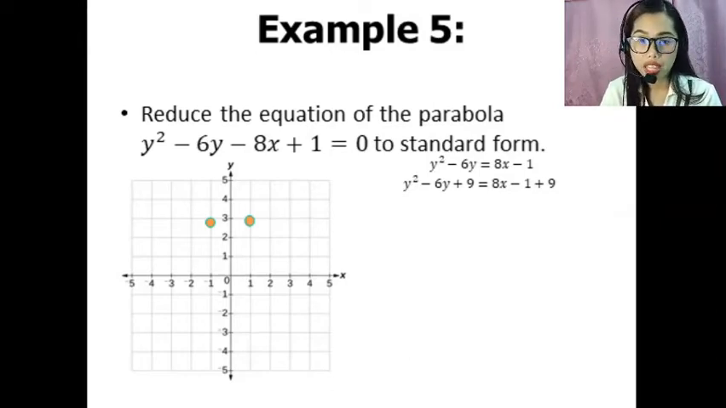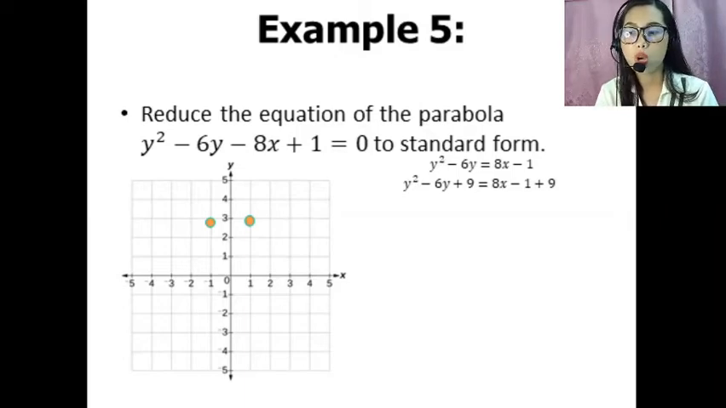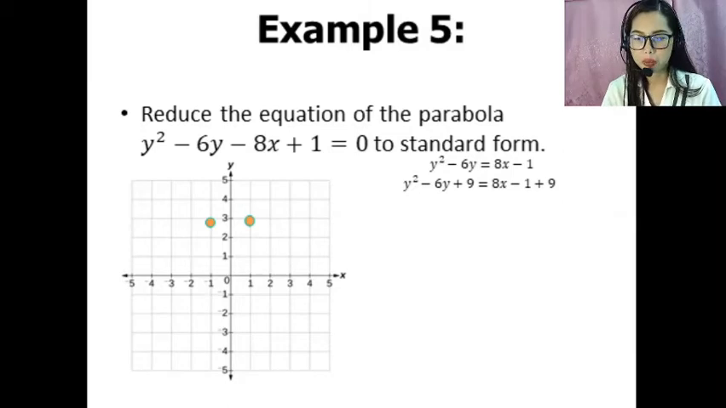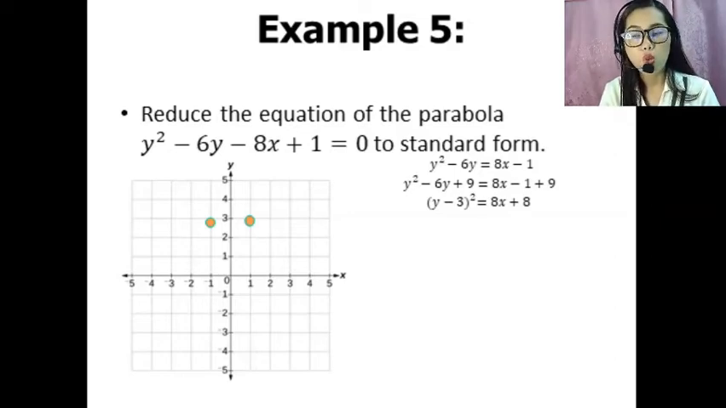So you will then have y² - 6y + 9 = 8x - 1 + 9. Now, y² - 6y + 9 is a perfect square, which is equivalent to (y - 3)². And -1 plus 9 is positive 8. So you will have 8x + 8.